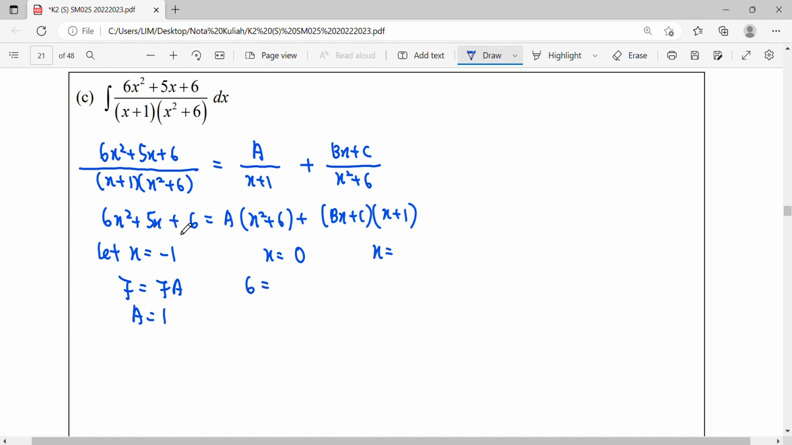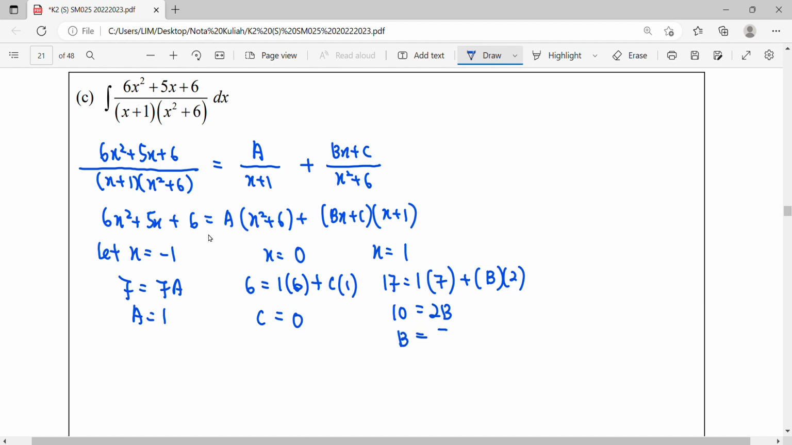Here we get 0, 0 plus 1. So a is already found, which is 1, times 6. For here, x is 0, so it will be c times 1. Finally, simplify, c is equal to 0. Then for another x value, randomly we put 1, then we substitute. So here we have 7 equals a, which is 1, times 7, and then b we don't know, b plus c, b plus 0, b, and then 1 plus 1 is 2. So here will be 10 equals 2b. We found our b is 5.